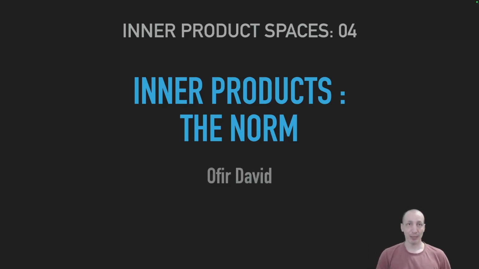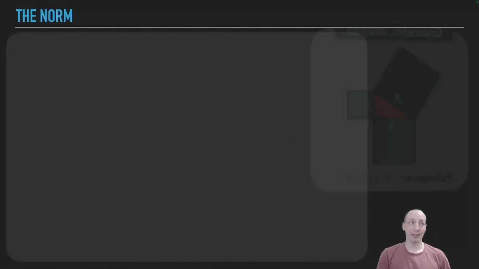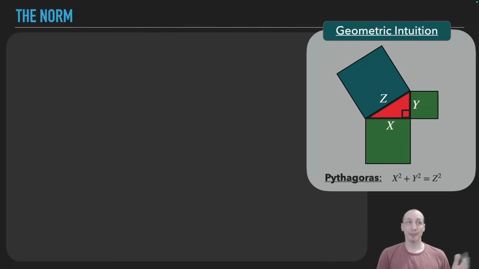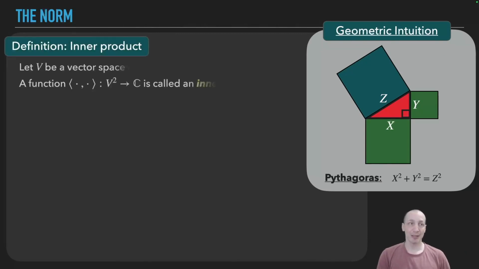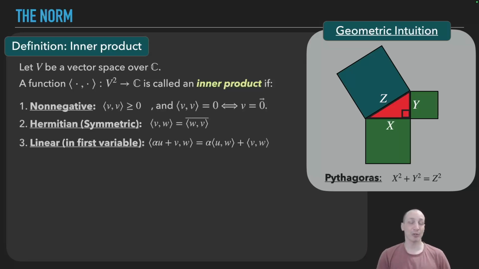Okay, so let's begin. I want to start with a reminder. First, we have the Pythagorean theorem, and then we had the definition of inner product. For an inner product, we need a vector space over the complex numbers or over the real numbers, and a function which takes two vectors and returns a scalar. This function should satisfy three conditions. First, it is non-negative, so the inner product of a vector by itself is non-negative, and it is zero if and only if the vector itself is zero. It should be Hermitian, so if I switch the order of v and w, it is the same up to complex conjugation. And finally, it is linear in the first variable. Okay, this is what we have so far.